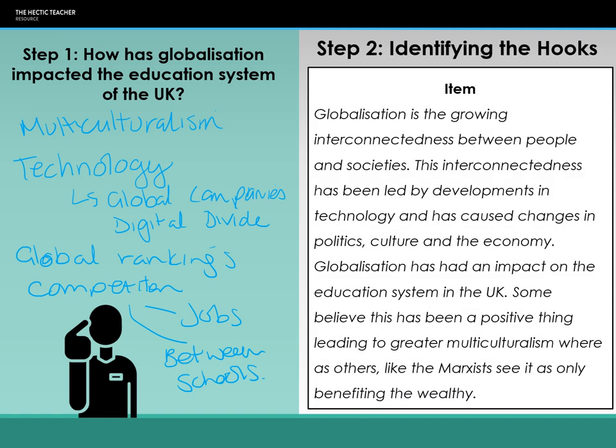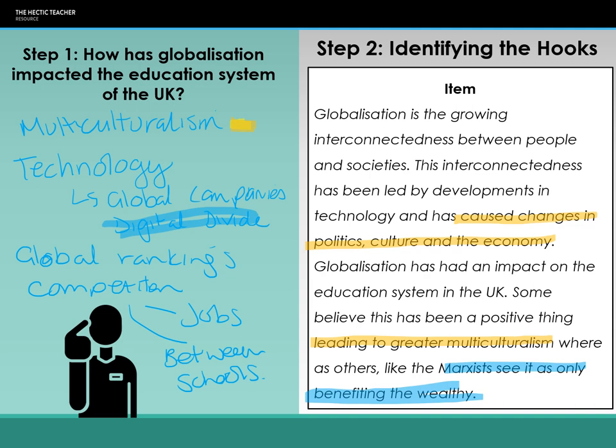So our next step is then to look at the item and see how we could use the item to link to this. So we're looking at the idea of multiculturalism. Oh, that's not showing up very well. Let's try this one. Yep. So it has caused changes in politics, culture, and the economics, leading to greater multiculturalism. If we're talking about the digital divide, we can use this part here, the Marxists only see it as benefiting the wealthy. So we've got two points there that we could make.